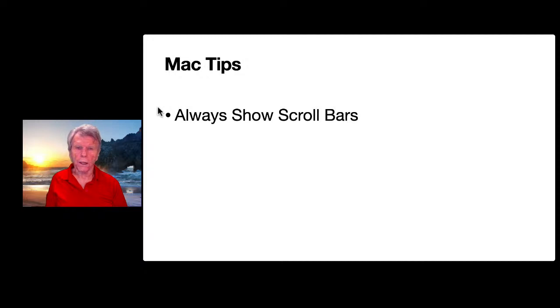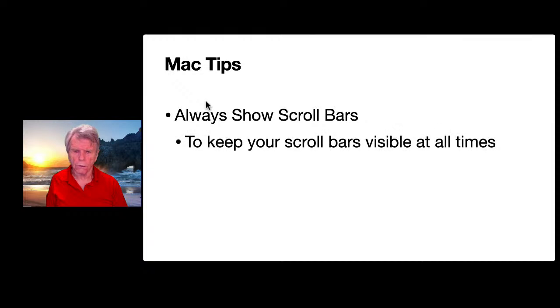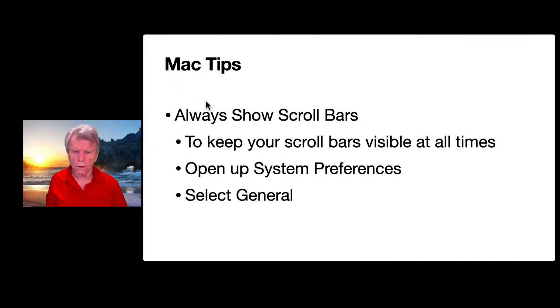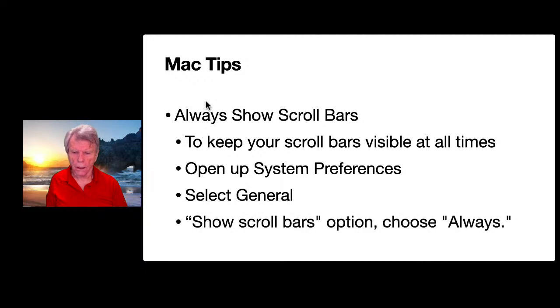Okay, when you get your Mac from Apple, it defaults to hiding the scroll bars, which sometimes is kind of a pain. So if you want your scroll bars to always be there no matter what, you go to System Preferences, you select General, and then you click on the Show Scroll Bars option and choose Always.